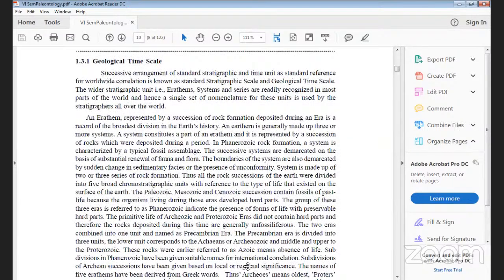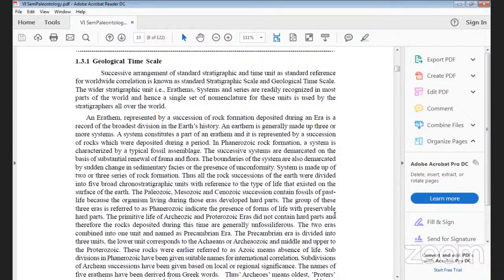Coming to the geological time scale, it is the successive arrangement of standard stratigraphic and time units as a standard reference for worldwide correlation. It's known as the standard stratigraphic scale and geological time scale. The wider stratigraphic units, that is erathems, systems, and series, are readily recognized in most parts of the world, and hence a single set of nomenclature for these units is used by stratigraphers throughout the world.